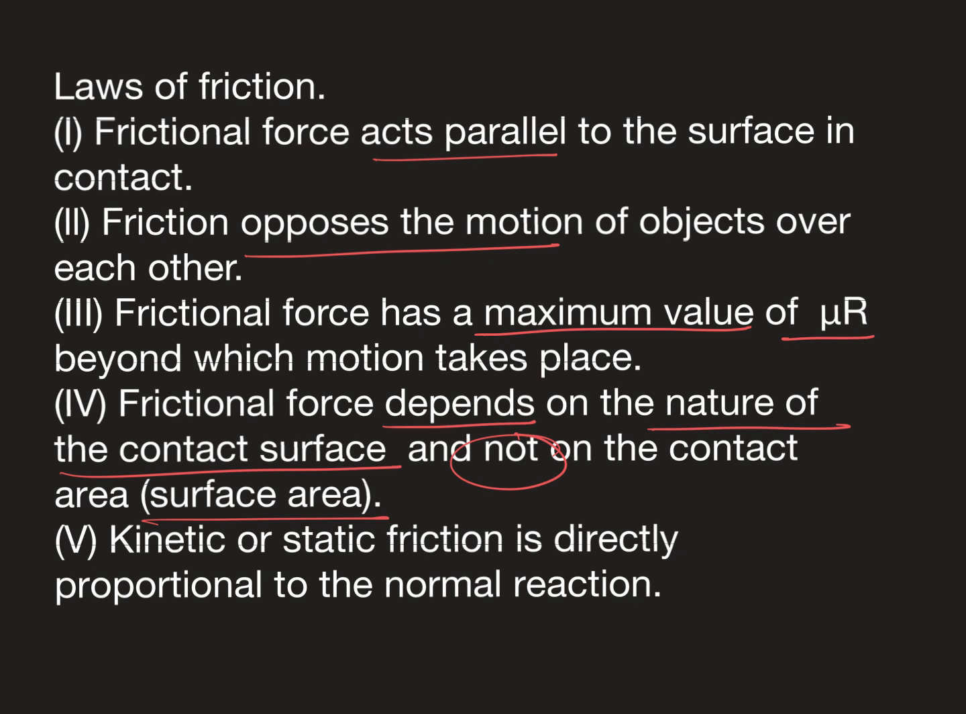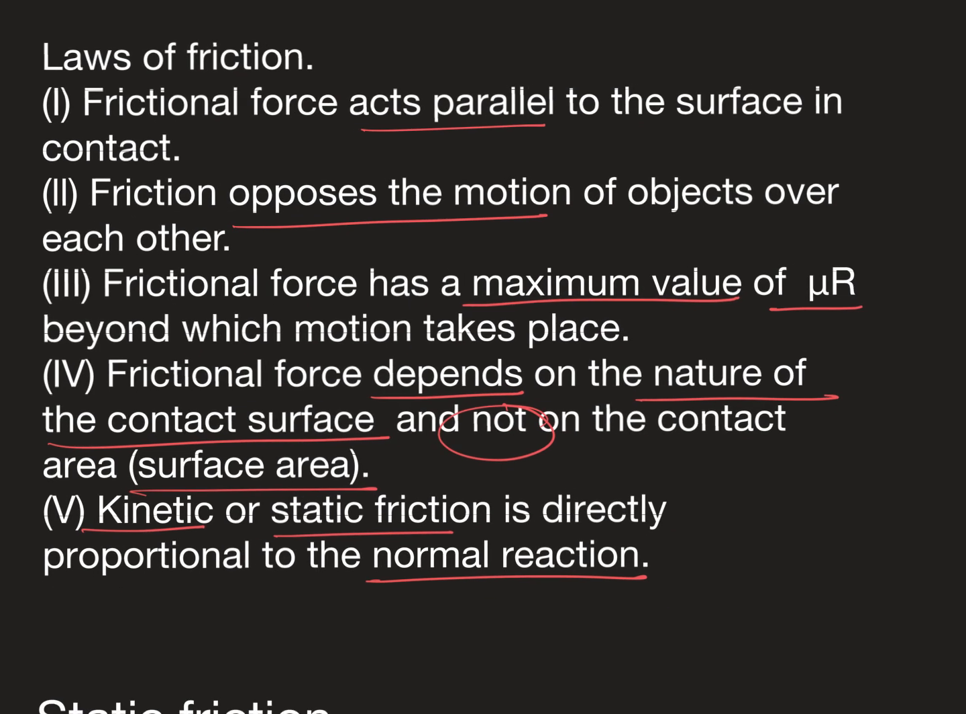It says kinetic or static friction is directly proportional to the normal reaction. This is very important, okay? We will discuss this very soon. From the last law that we have stated here, the kinetic or static friction is directly proportional to the normal reaction. Okay, we will discuss all that later on. What is a kinetic friction? What is a static friction?